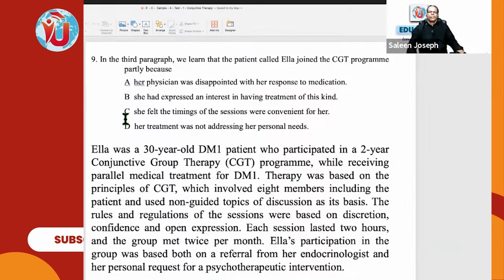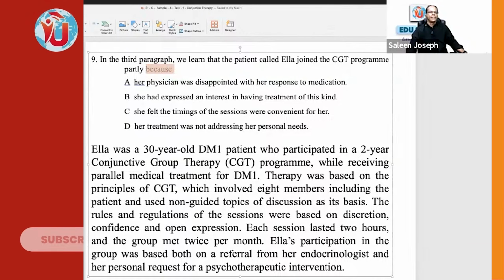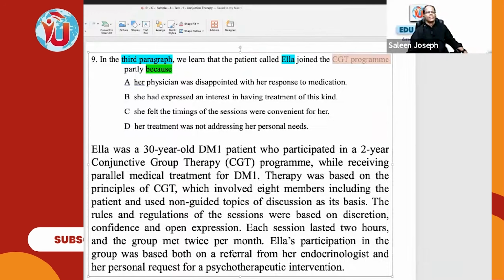Question 9: in the third paragraph, we learned that the patient called Ella joined the CGT program partly because. So what are the heading words? Third paragraph, then Ella, CGT program. Because. Now the thing is, they are asking for the reason. Why did she join, or how did she join the CGT program?